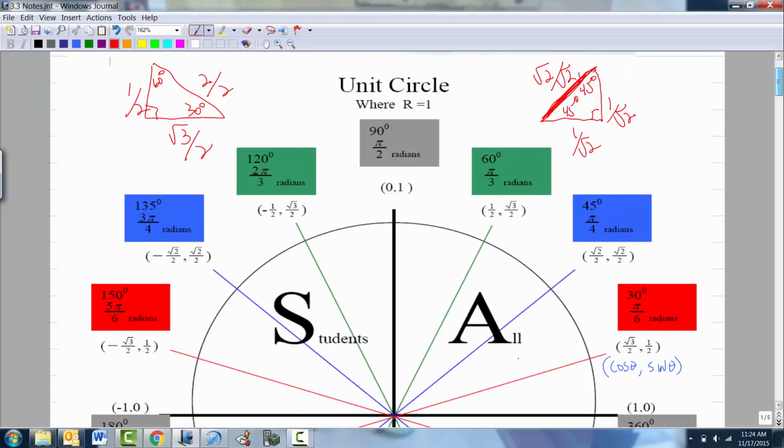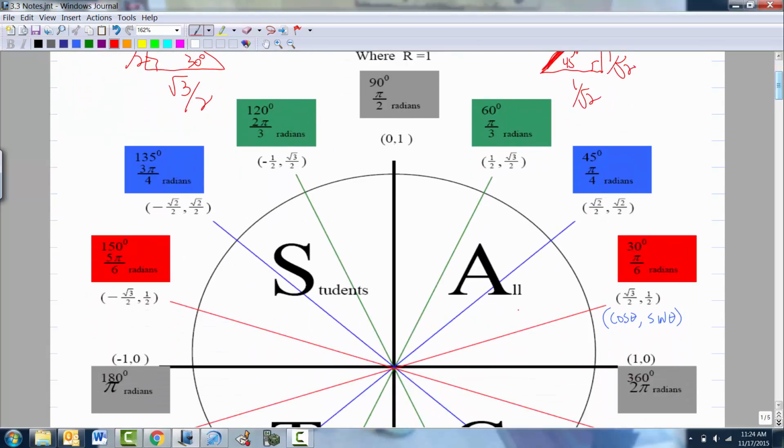So then what you notice in the unit circle, whichever unit circle that you see, not as colorful as mine, of course. I made this, by the way. This is mine. I did the colors and everything. It took me a long time.